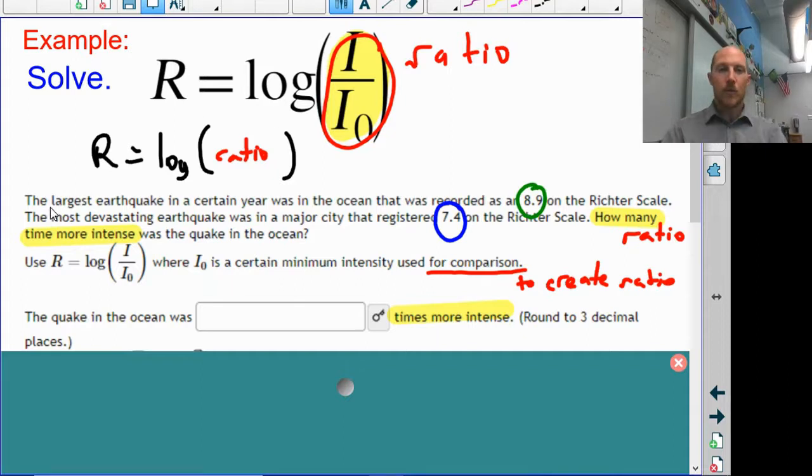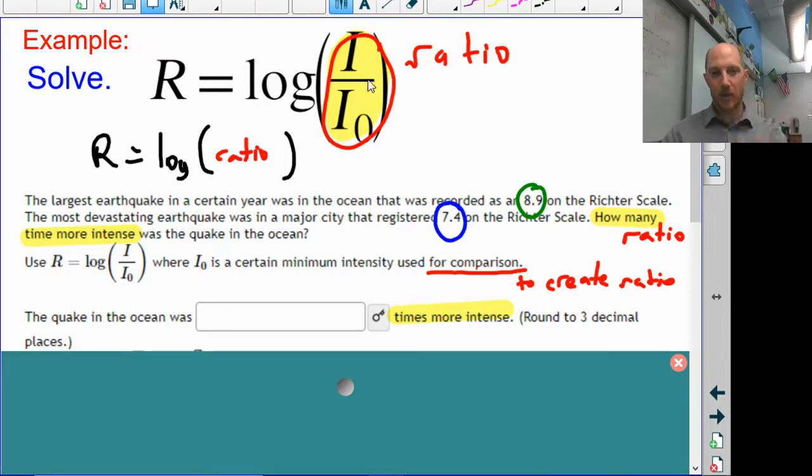Okay, so here goes. The largest earthquake in a certain year was in the ocean. It was recorded as an 8.9 on the Richter scale. The most devastating earthquake in a major city registered 7.4 on the Richter scale. How many times more intense was the quake in the ocean?